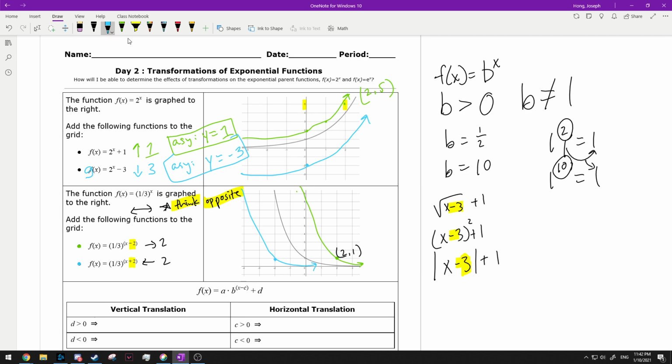Nice. And since I didn't move it up or down, the asymptotes for both of these are still going to be y equals 0. Because I didn't move my graph up or down. Moving it to the left and to the right doesn't change the asymptote, because the asymptote is a left to right line.